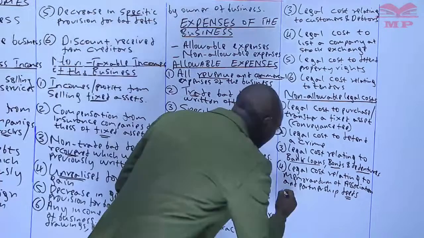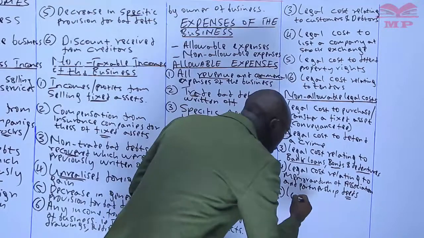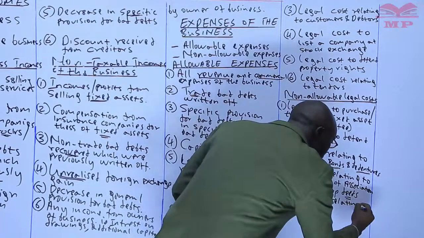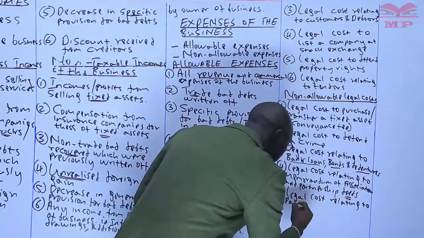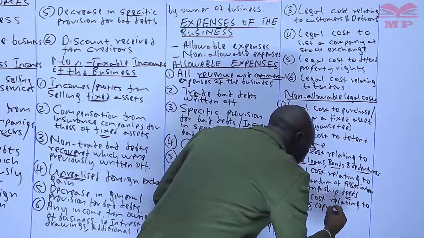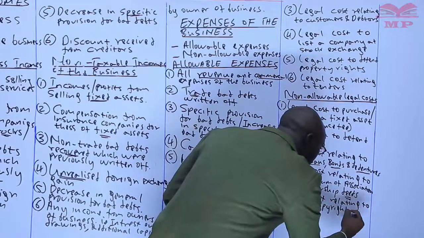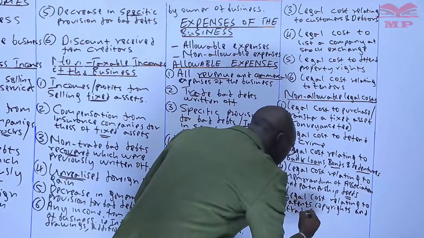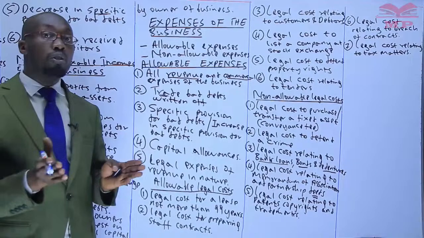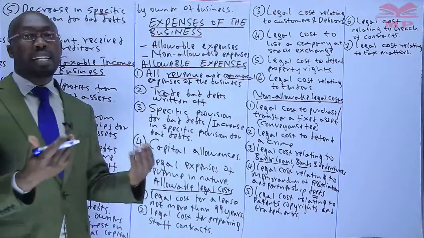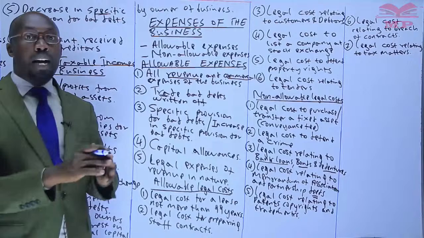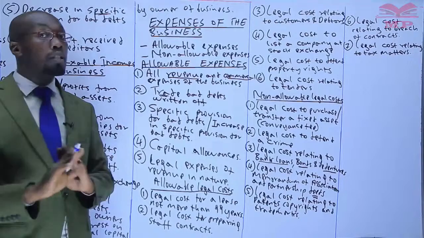After that, we have number 5, legal costs relating to patents, copyrights, and trademarks. Amount of tax. But you're not satisfied with that. You decide to appeal or even object, but you don't want to do it directly. You hire a lawyer to come and help you in your defense. That legal cost you pay there is not supposed to be allowable.